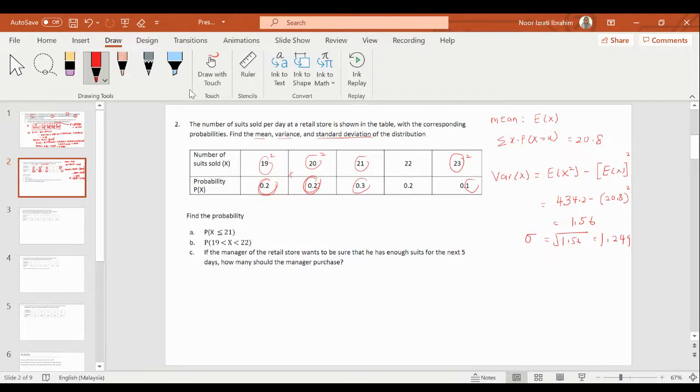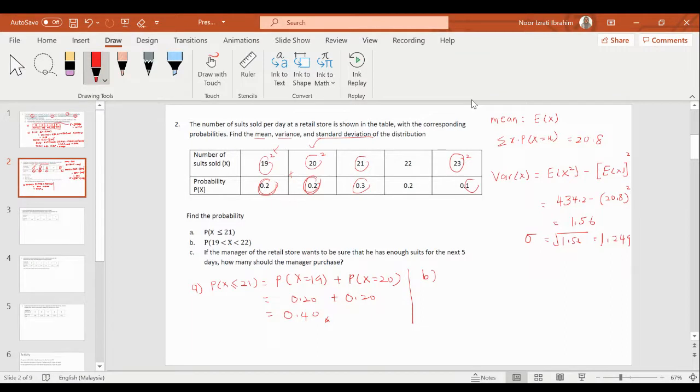Then to find the probability value here, for A here, probability when x is less or equals to 21. So less or equals to 21, we have two random variables here, which is equals to probability when x equals to 19 plus probability when x equals to 20. Then this will be 0.20 plus 0.20 equals to 0.40 or 0.4.